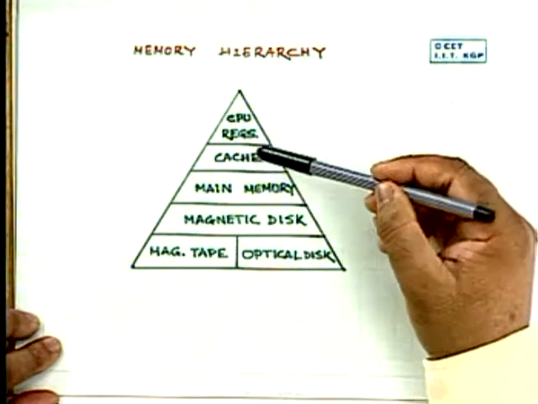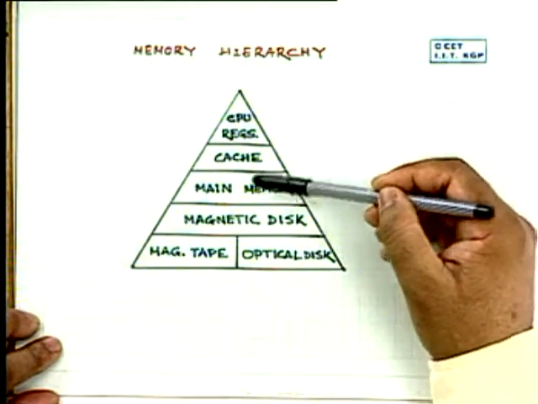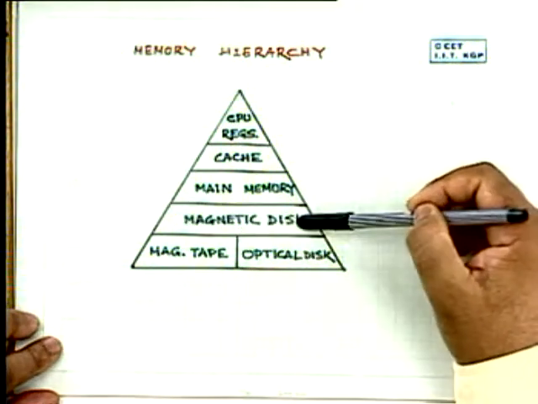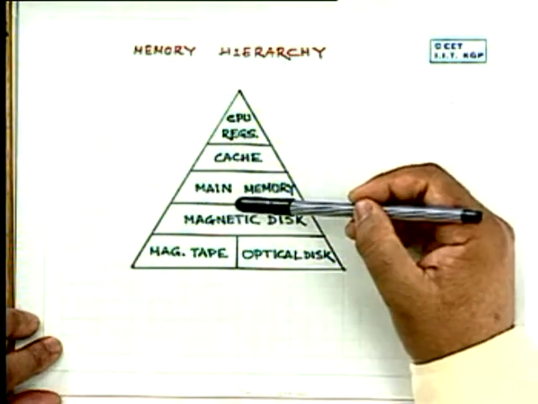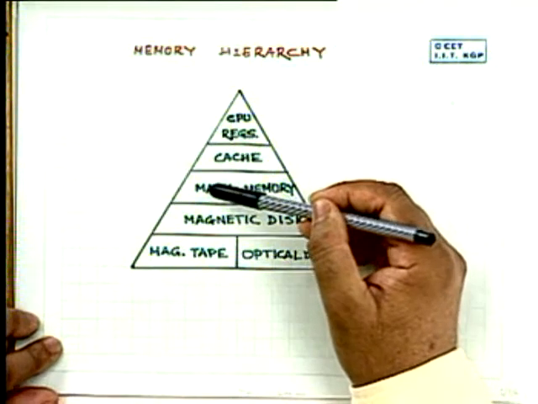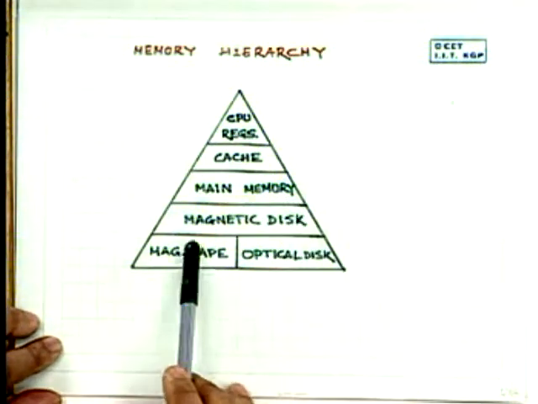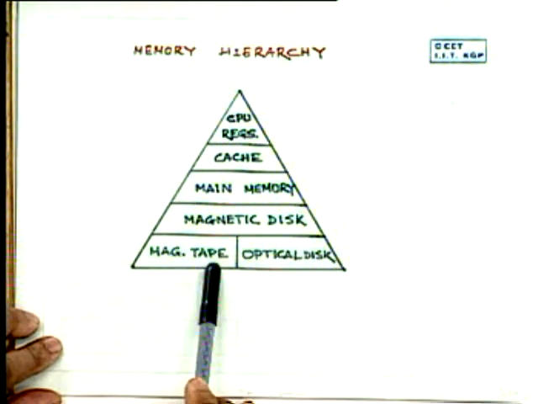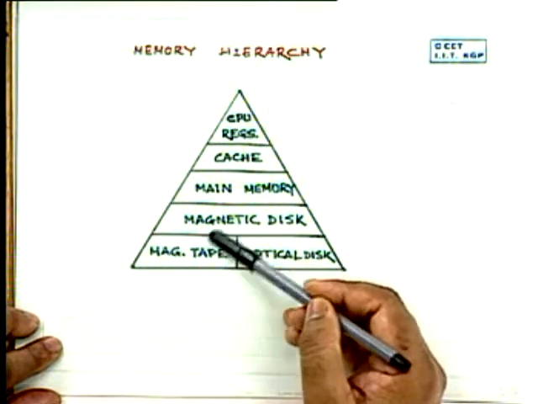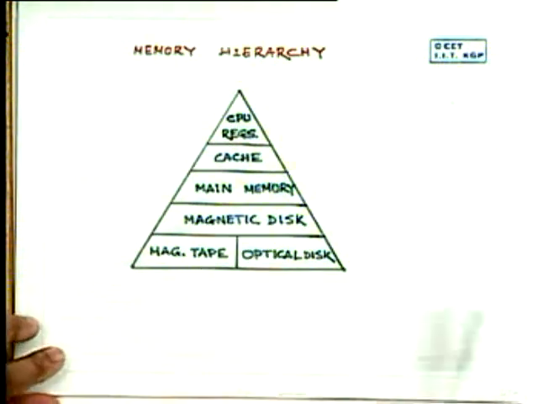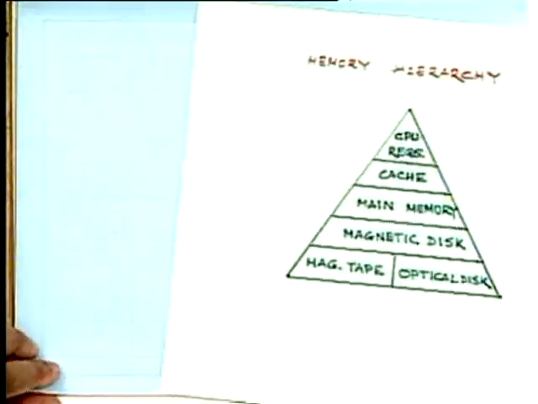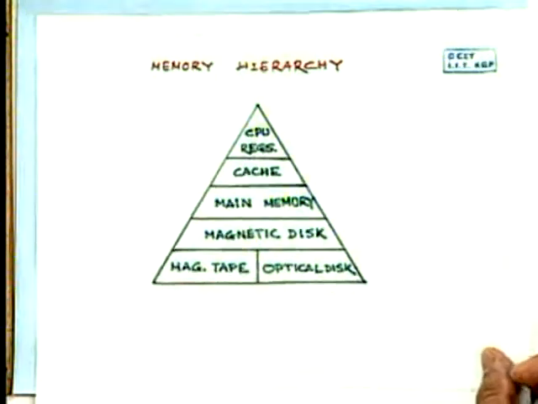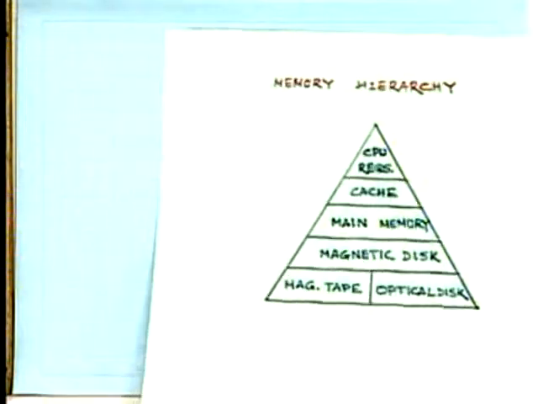In the case of cache, we want to achieve the speed of cache and the size of main memory, and in the case of virtual memory, we're trying to achieve the speed of main memory and the size of the magnetic disk. And the magnetic tapes are generally used for backup or archival purposes, as we said earlier. That is the situation, and that is our objective.